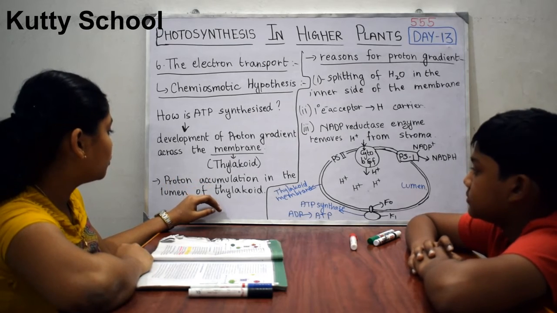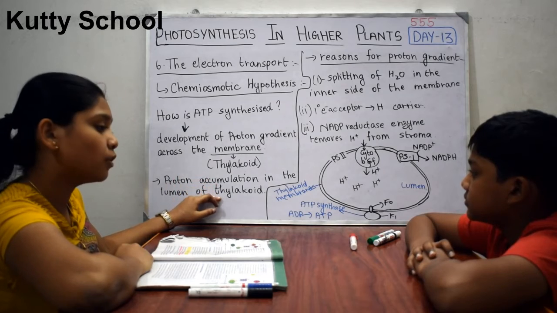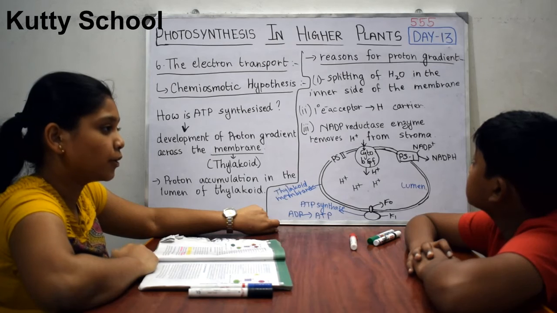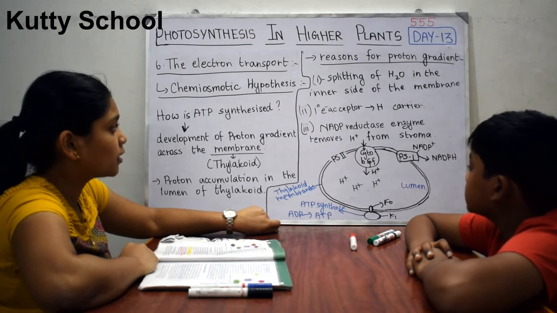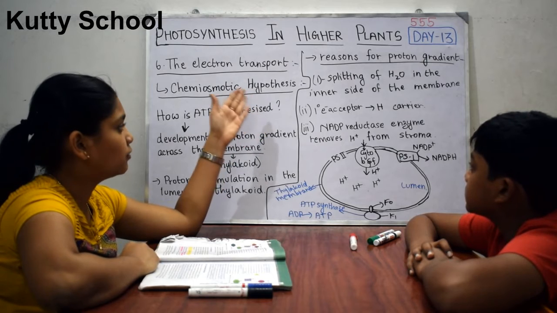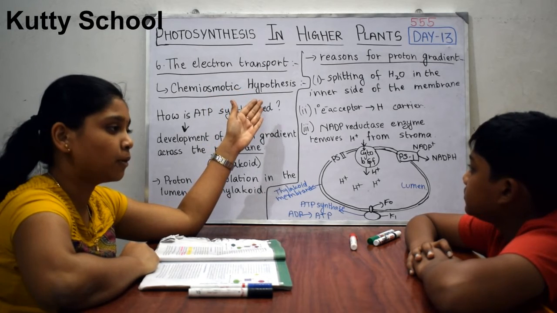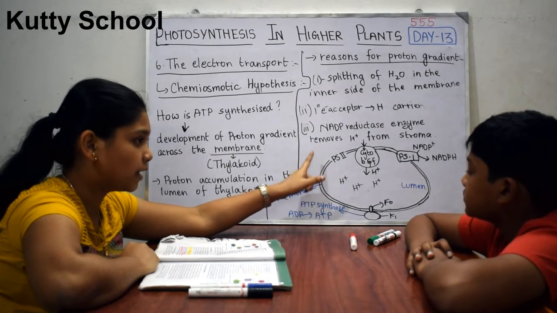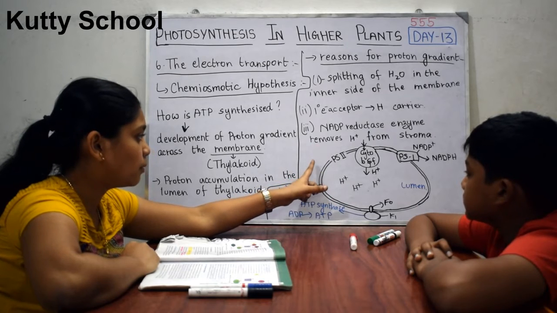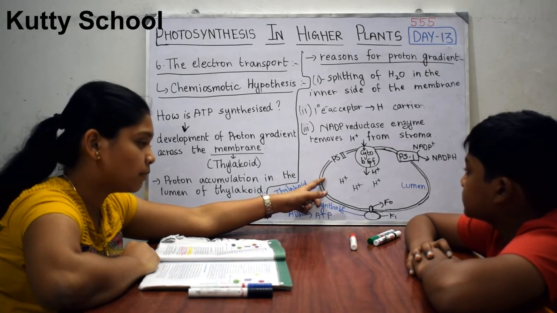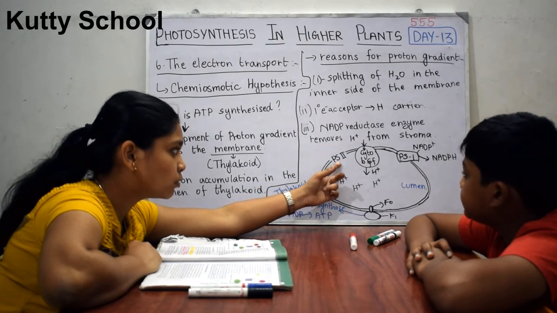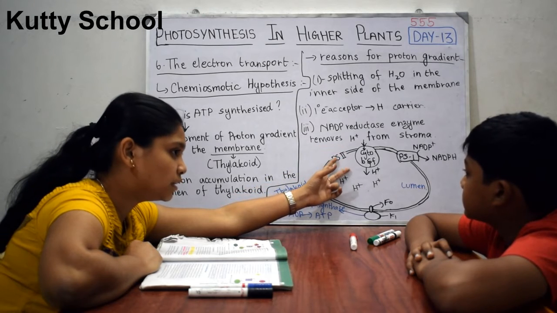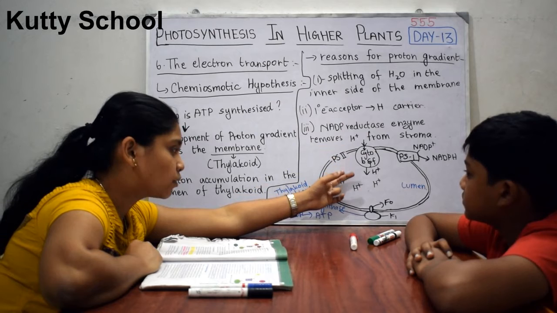So, proton accumulation in the lumen of the thylakoid. There are three reasons in total. The first one is splitting of water on the inner side of the membrane. This is the thylakoid membrane of grana, with an outer membrane and an inner membrane. Here only photosystem 2 is present. Inside photosystem 2, water splits into oxygen, electron and proton.